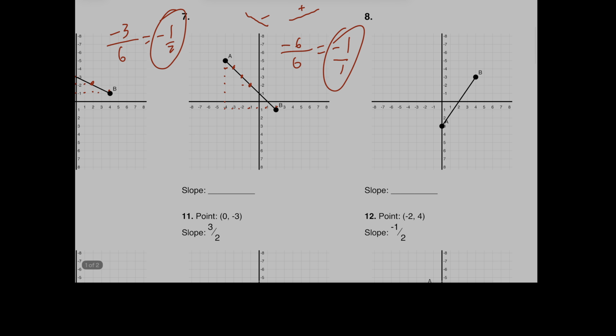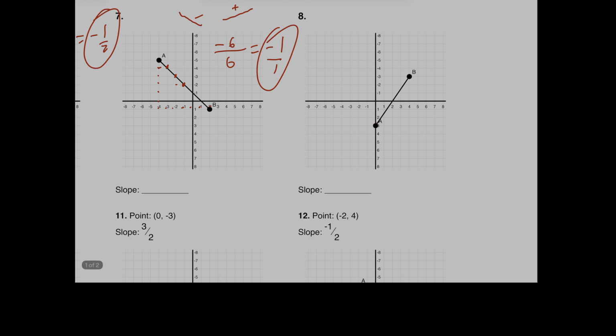Okay? Number 8. If I'm going from this dot to that dot, 1, 2, 3, 4, 5, 6, that's up 6, and it's over 1, 2, 3, 4. Which, if I divide each side by 2, would be a 3 over 2. And just to check, 1, 2, 3, 1, 2, it sure does work.